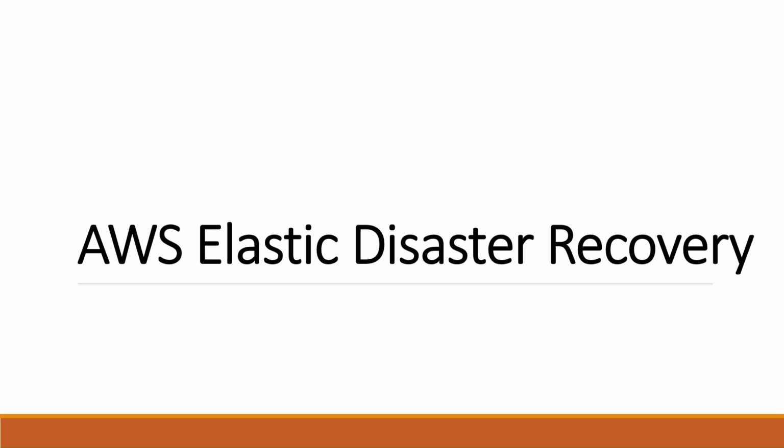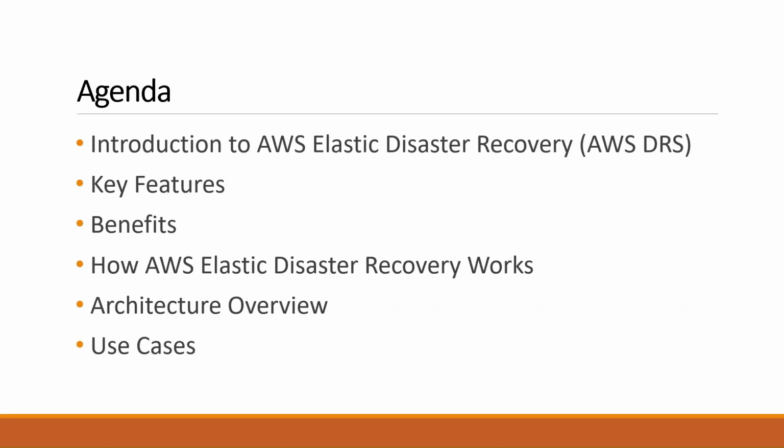So in this video, let's discuss AWS Elastic Disaster Recovery Service. Before moving into the video, let's see what topics we are going to cover. Firstly, let's get an introduction to AWS Elastic Disaster Recovery, and what the key features and benefits are. After that, let's see how AWS Elastic Disaster Recovery works, take a look at the architecture overview, and see the use cases of AWS Elastic Disaster Recovery.